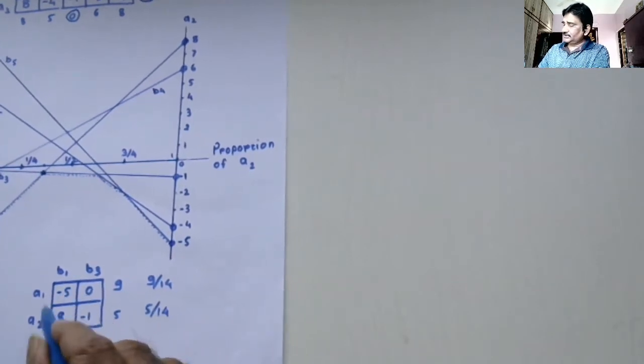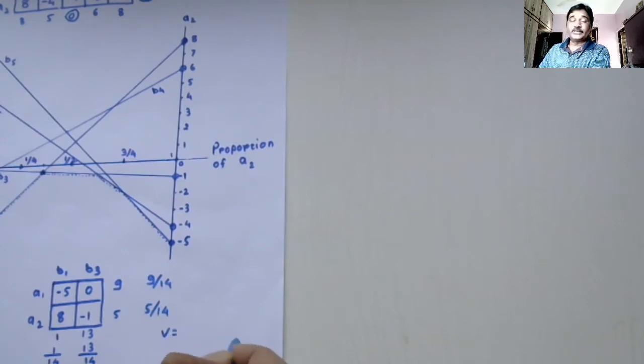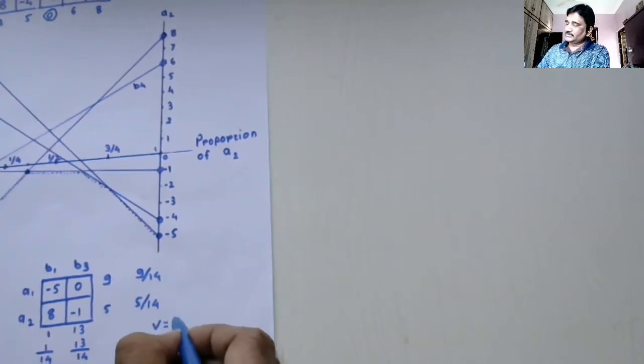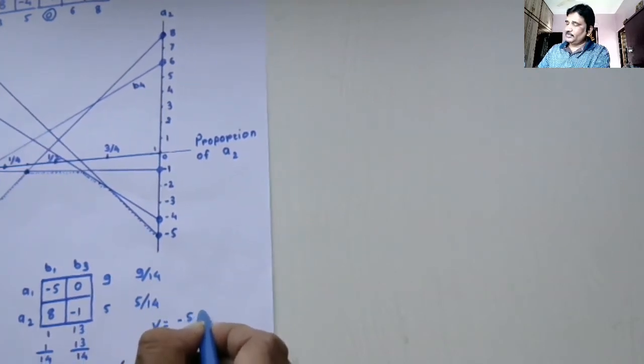And because this is the only game deciding game value, you also find that. So what is that? 9 by 14 into 0 plus minus 1 into 5 by 14. So it comes to be minus 5 by 14.